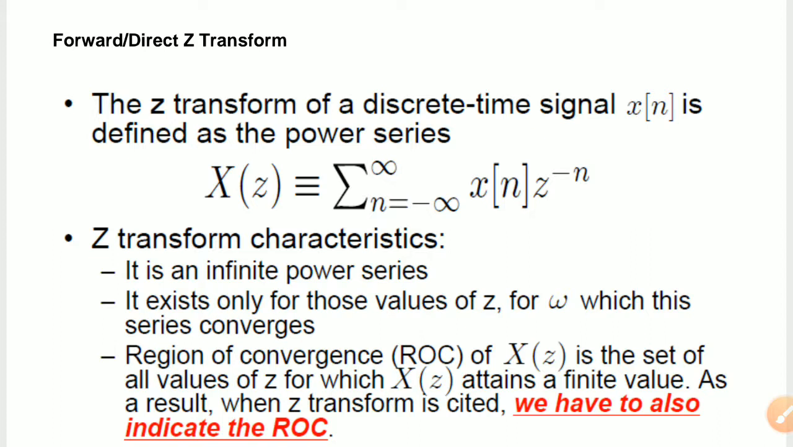There should be a finite value for X of z after calculating this Z transform, then the region of convergence exists. As a result, when the Z transform is cited, we have to also indicate the ROC. Please remember, this is a highlighted statement: each and every time you have to draw the ROC of the given discrete time sequence after finding the Z transform, and this region of convergence has a set of values which attains X of z finite value. So please remember, X of z should attain the finite value, and we have to draw the ROC for this discrete time sequence.